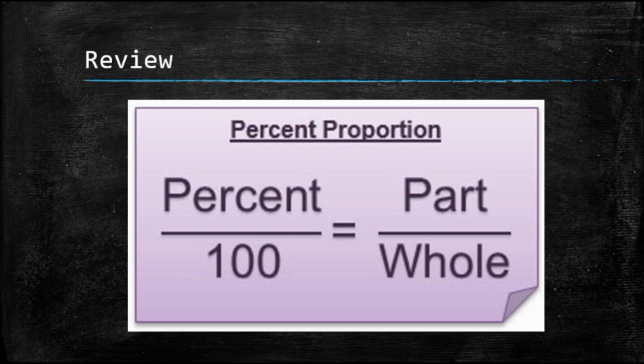Okay, so let's do a quick review. For percent proportions, you know that the percent always goes on the upper left-hand side. You also know that on the bottom left-hand side, that's where your 100 goes, and it's always like that. Now, we did learn that on the right-hand side, it is part and whole, which is correct, and we also learned that in some problems, the words is and of can be used there to help us know where to place the numbers.